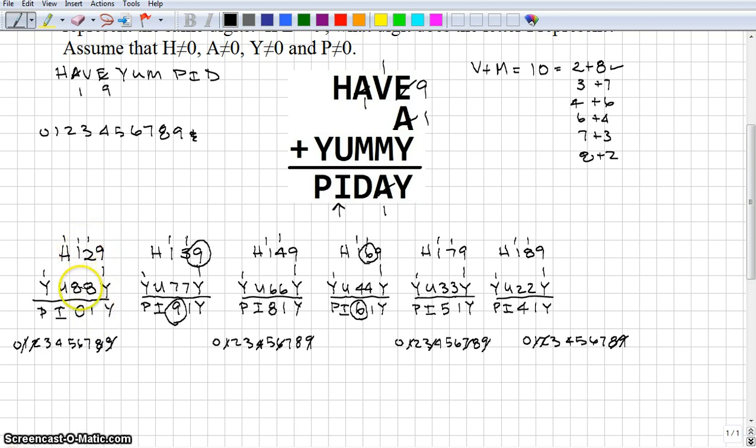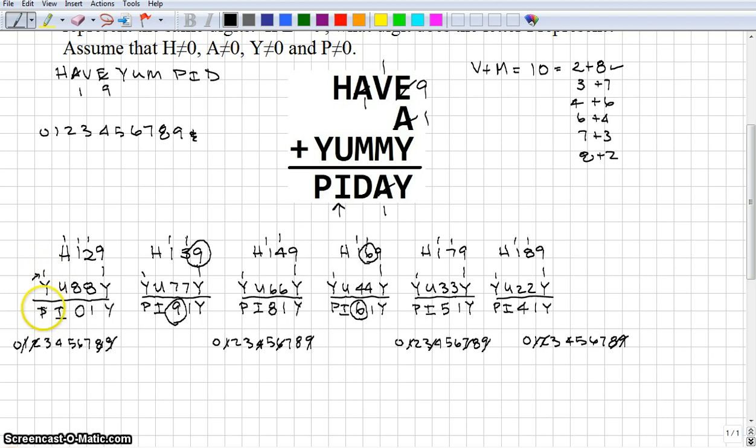Now, when we add 8 and 1, carry the 1, that's 10. So we get a 0 in the units digit, and then we carry a 1. All right. So far it looks like we've got all different digits. We haven't got any conflicts yet. But we do know that we need to have a carry here. Otherwise, Y and P would be the same digit, right?